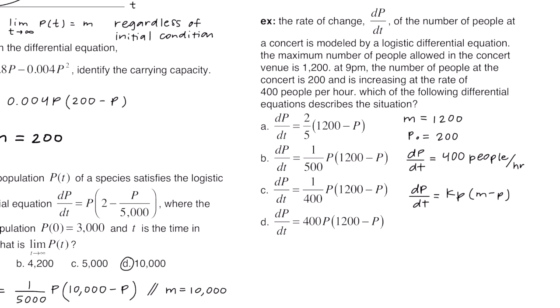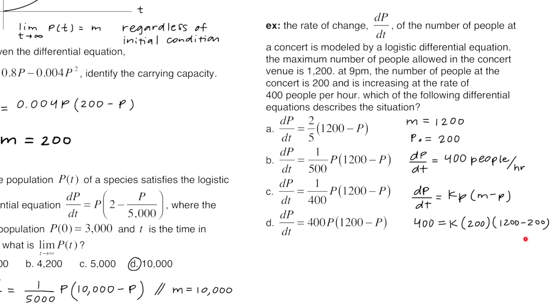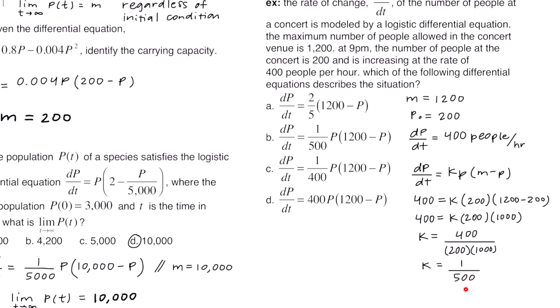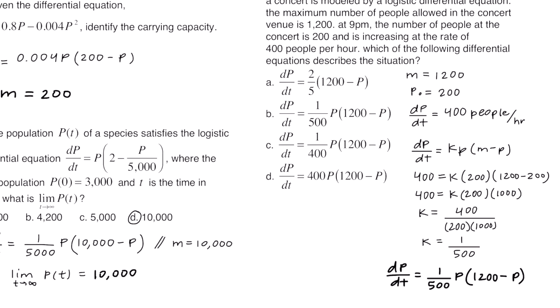So again, we're going to use our logistic differential equation, dp/dt equals kp times the quantity m minus p. So we're going to plug these values in right here, and then we'll solve for k. All right, so everything's plugged in, and next we're going to isolate k. So we end up getting that k is equal to 1 over 500. So finally, when we plug in k and m into our logistic differential equation, we get dp/dt equals 1 over 500 times p times the quantity 1200 minus p. So our final answer is C.